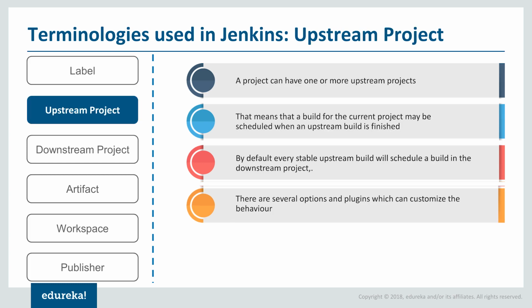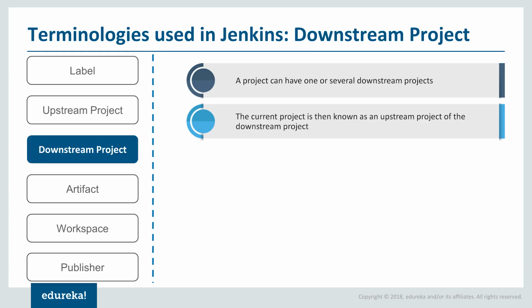Next, we have something called upstream project. A project can have one or more upstream projects. This basically refers to a project which comes before it, and the upstream project is the one which triggers the downstream project. That means a build for the current project may be scheduled when an upstream build is finished. By default, every stable upstream build will schedule a build in the downstream project. There are several options and plugins which can customize the behavior, but this is basically to create a series of different projects, with every project triggered by the previous project. It's a correlation of the upstream project when we talk about downstream. So upstream is the project which triggers a downstream project based on certain conditions.